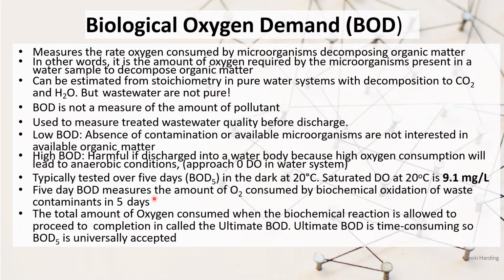Typically, we measure this over 5 days, so you'll refer to this as the BOD5 in the dark at 20 degrees Celsius. So we don't want any algae growing because of light. That's why it's the dark. And 20 degrees Celsius is just the standard temperature that we use. We're looking at the 5-day measurement for the measurement of oxygen consumed, because if we had to wait forever, the ultimate BOD test is going to be time consuming. And because of that time consuming nature, we typically will only look at the BOD5 value.